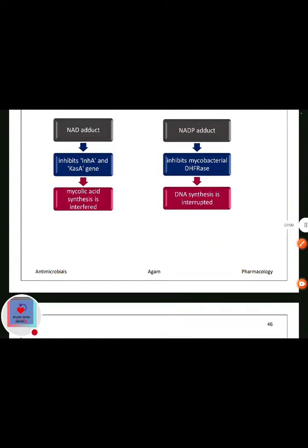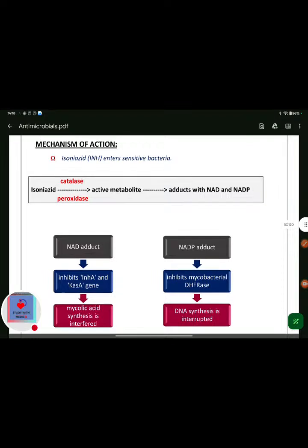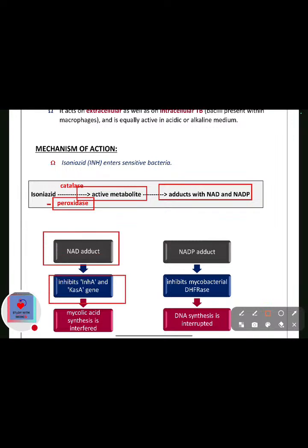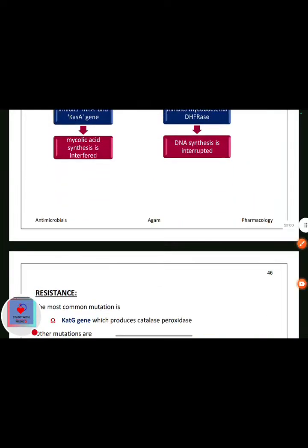Once again, let me repeat so that it will be easy. See here, isoniazid is coming into your body. It becomes an active metabolite, and then it adducts with NAD or NADP. It needs the peroxidase enzyme. So the NAD adduct is formed. This NAD adduct inhibits INHA, and this is causing interference with mycolic acid synthesis. The NADP adduct inhibits the mycobacterial DHFRase, and it inhibits the synthesis of DNA.